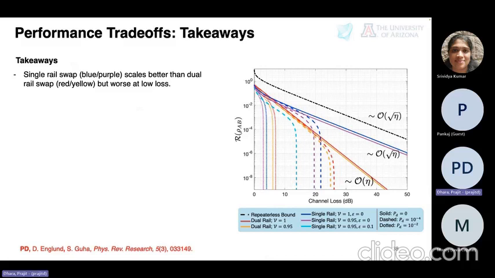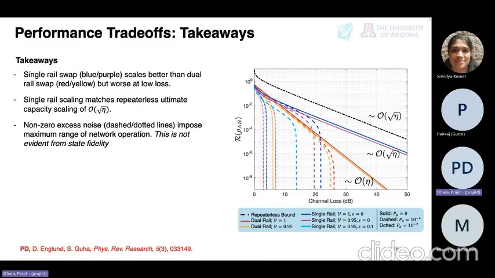are something that I'll go over quickly: single rail swaps will scale better over high loss regimes. So this blue and purple line are much higher than the yellow and orange line. I don't know what color it shows on the screen, but this point over here. But it's worse at low loss. Your single rail scaling will match the ultimate capacity scaling of O of square root of eta. And any excess noise, shown by the dotted and dashed lines over here, will impose a maximum range of network operation.